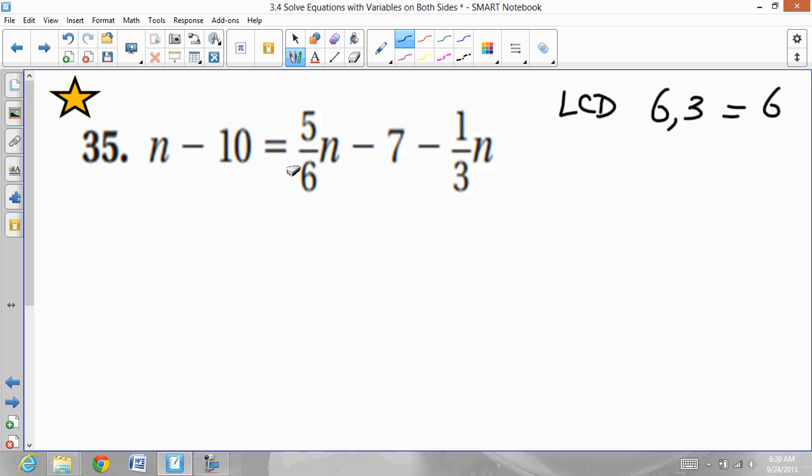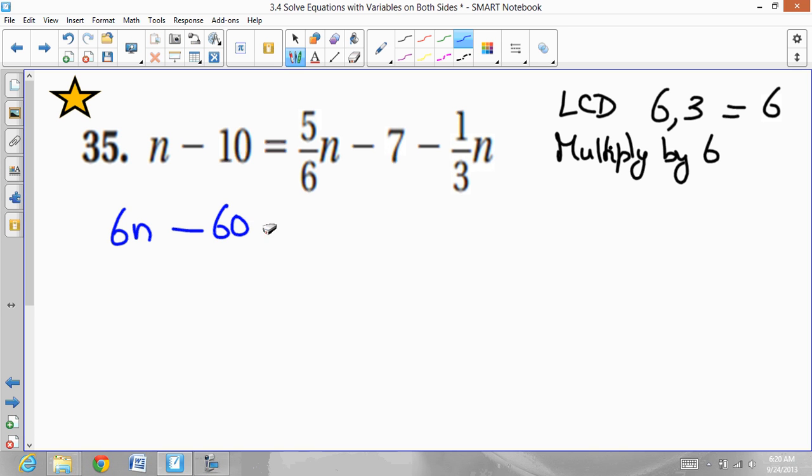So what I'm doing is I want to get rid of these denominators, so I'm going to multiply everything by 6, which is the least common denominator. So watch what happens. 6 times n gives you 6n. 6 times negative 10 gives you negative 60. And 6 times 5 over 6n minus 7 times 6 is 42 minus 6 times 1/3 n.